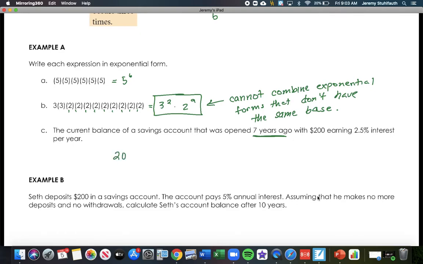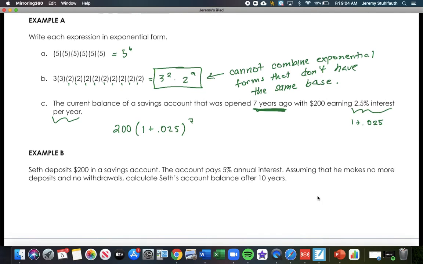So we have 200, and then we're going to multiply by our constant multiplier. It is earning 2.5% interest per year. So since the amount is increasing by 2.5%, we'd have 1 plus 0.025. So we have our constant multiplier 1 plus 0.025. And then we'd raise that to the 7th power because it happened 7 years ago. Now, you could write this as 200 times 1.025 raised to the 7th power. Those two things are the same.